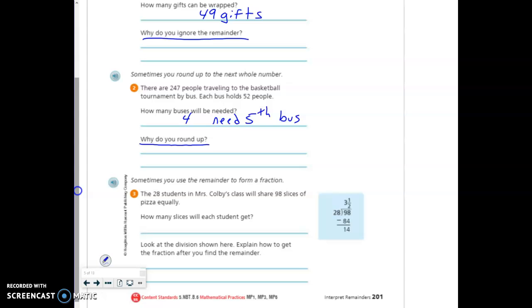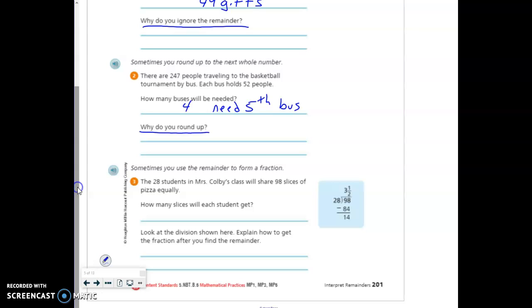So we would have 4 full buses, but we would need the 5th bus to get the remaining people onto that bus. So in one case, we're going to ignore the remainder, and in the second case, we're actually going to have to round that up to the next nearest whole number. That remainder is going to tell us we got people left over. They need to get on a bus too.